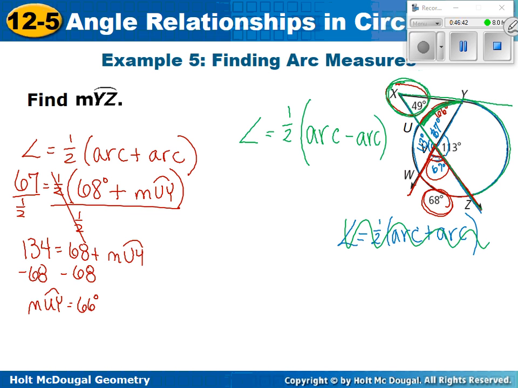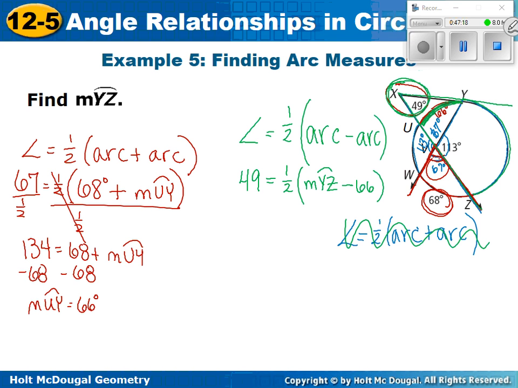Okay? What's the angle that we're looking at? 49. And that should equal 1/2. What's the bigger arc? YZ, we don't know, so we're going to leave it as the measure of YZ, which is what we're trying to find. Minus, what's the smaller arc? 66, which is what we just found. So do you see how some of these can get a little harder? You've got to find something before you can find something else, and you may have no idea where to start. You just have to start finding things until you see a relationship.